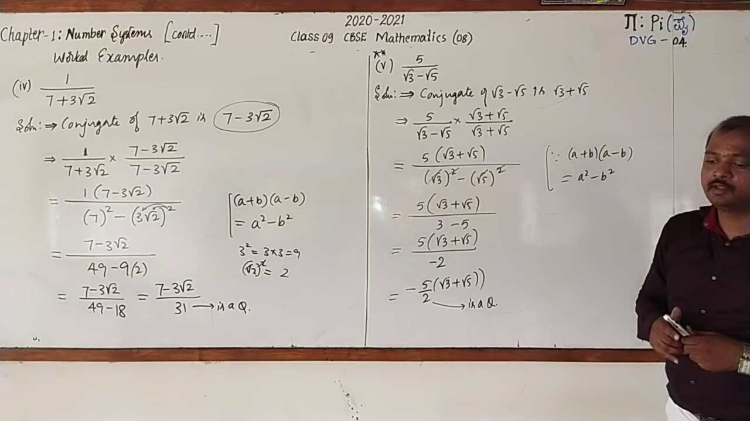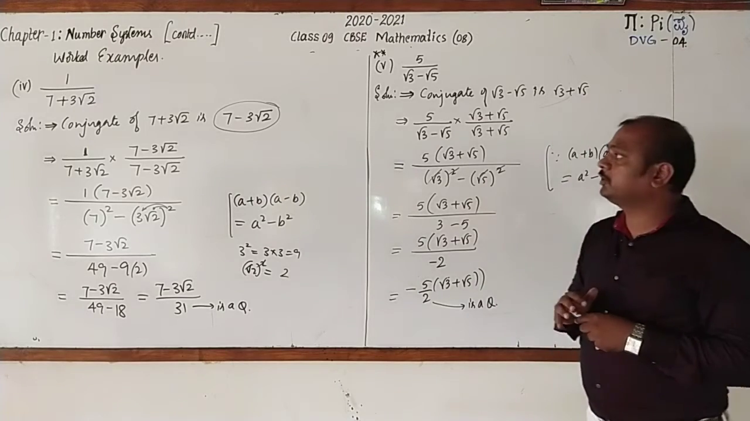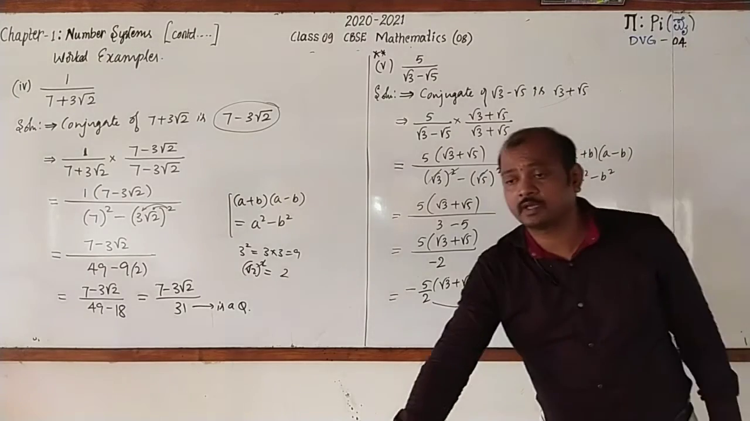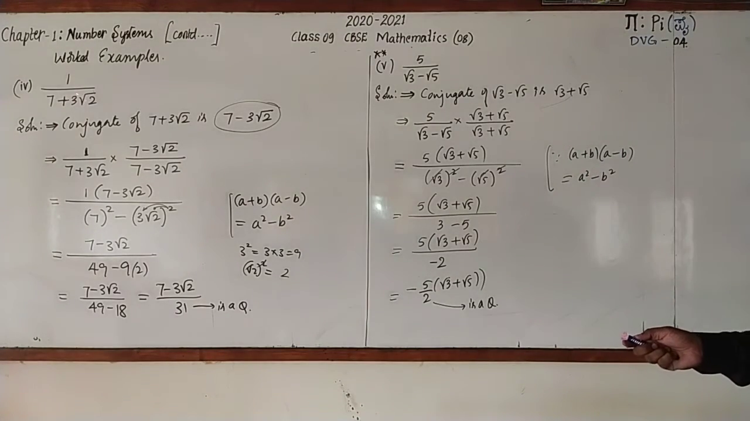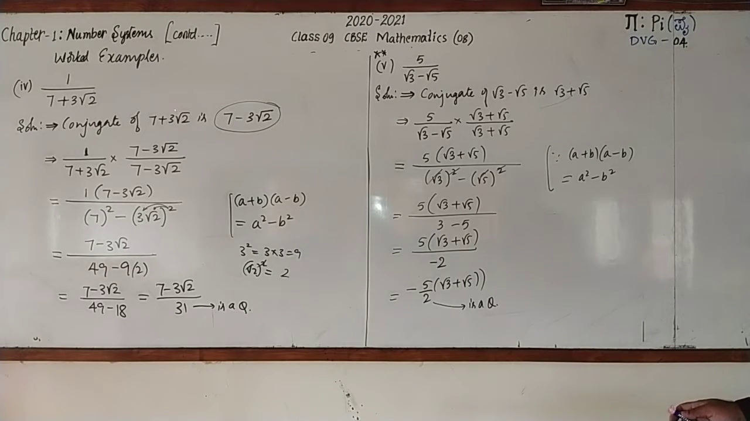Clear? Dear students, again I have been telling, both the problems are very important. See, this fourth one, 1 by (7 plus 3 root 2). This is a very important one, and its conjugate is taken. Then we have multiplied that conjugate to the numerator and denominator. Then using the identity (a plus b) into (a minus b) equal to a square minus b square, it has been simplified. At last you have got 31, which is a rational.